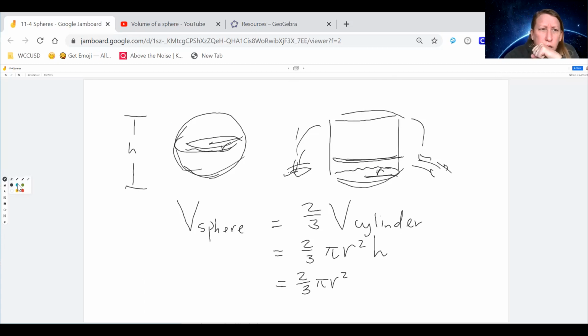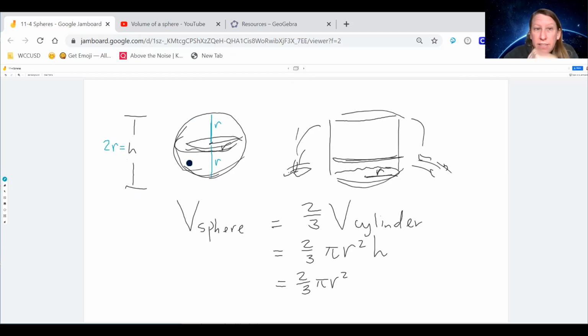Well, let's look at it. The height, I'm going to draw it this way, is here to here. That's the radius, isn't it? How about this? Isn't that also a radius? It is. So what's a radius plus a radius? Isn't that 2 radiuses?